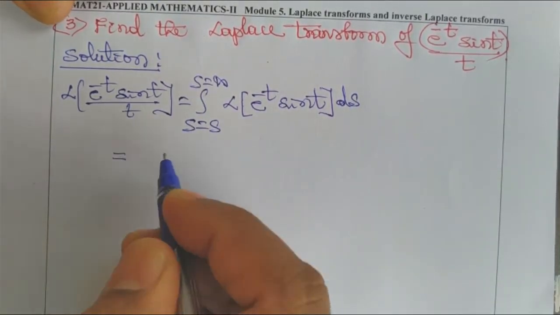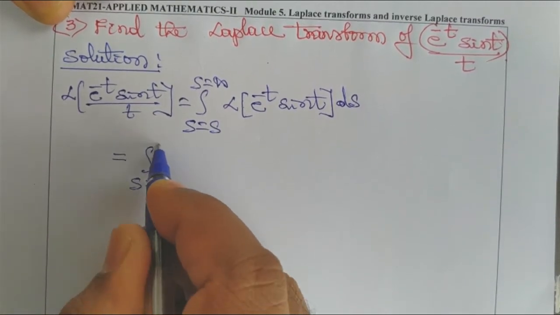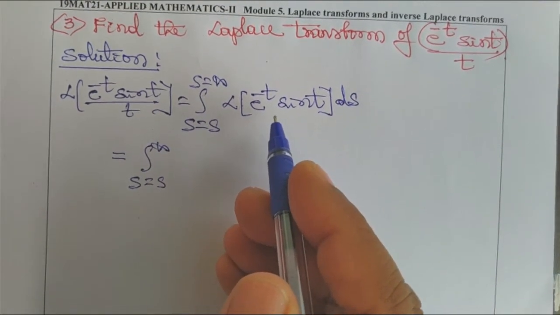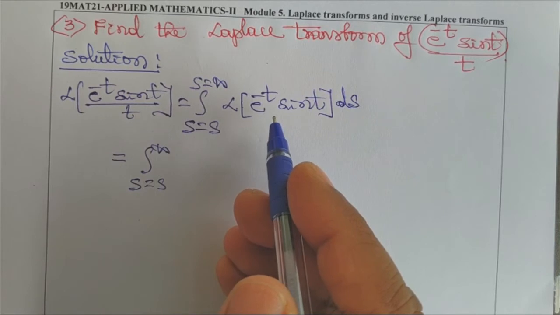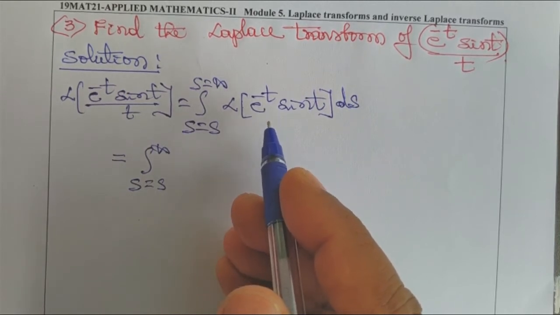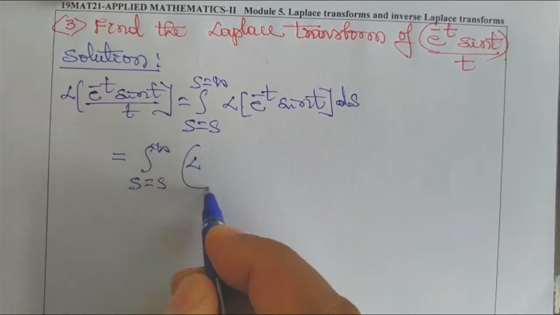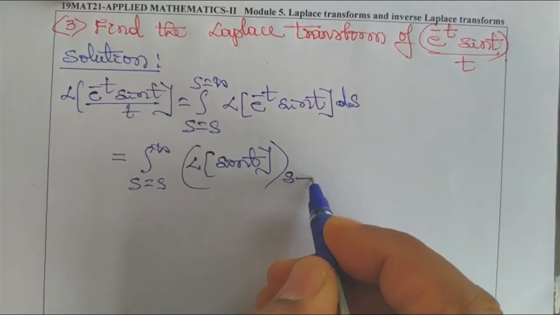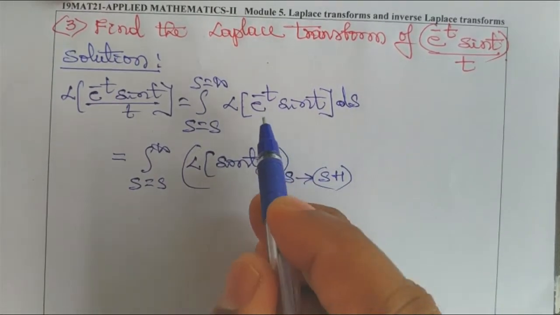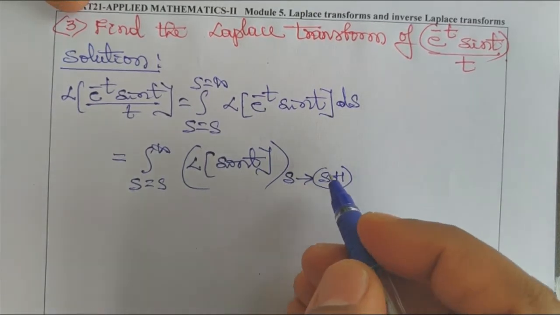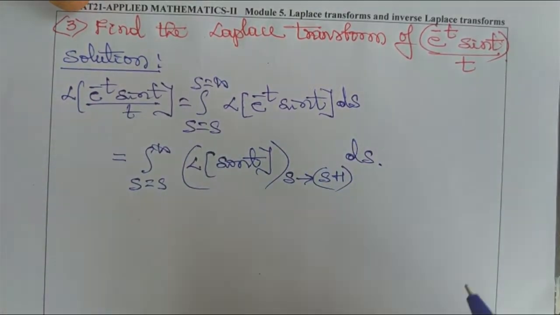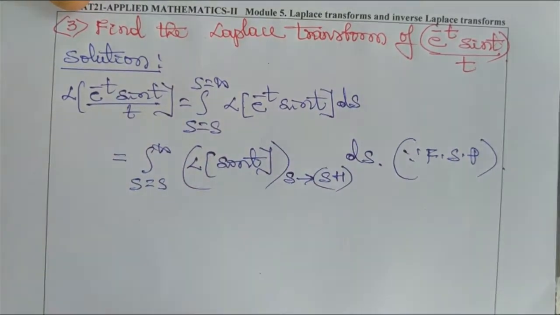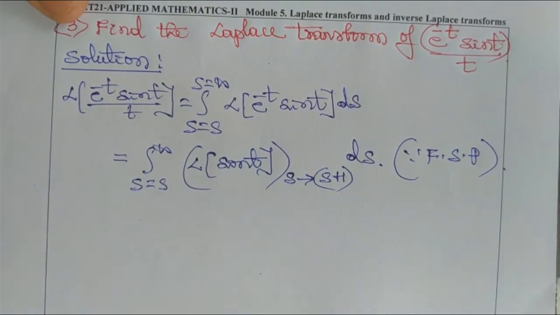Now, coming to this, integral from s to infinity. If you see e to the power of at f of t, that means you should know the first shifting property. According to the first shifting property, Laplace of sin t, where s tends to s plus 1, because the value of a is minus 1, minus into minus is plus, into ds. So this is by the first shifting property. Using the first shifting property, we get this.